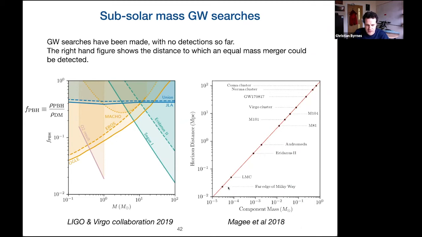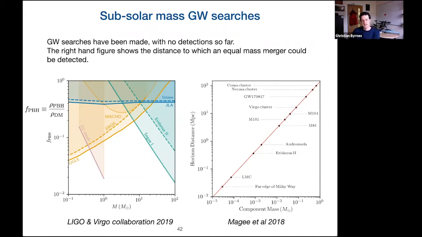And this right-hand figure shows the maximum distance at which an equal mass merger of subsolar mass black holes could potentially be seen. So, in principle, 10 to the minus 4 solar mass black holes, which is vastly below the Chandrasekhar limit, could be seen, provided they were closer to us than the Large Magellanic Clouds. And if they're inside the Milky Way, it could be closer to 10 to the minus 5.